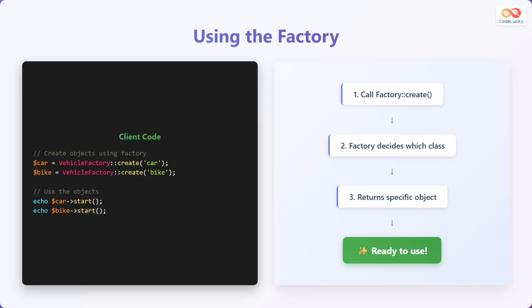The flow diagram shows the steps involved. First, you call factory create. Second, the factory decides which class to instantiate. Third, it returns the specific object. Finally, the object is ready to use.